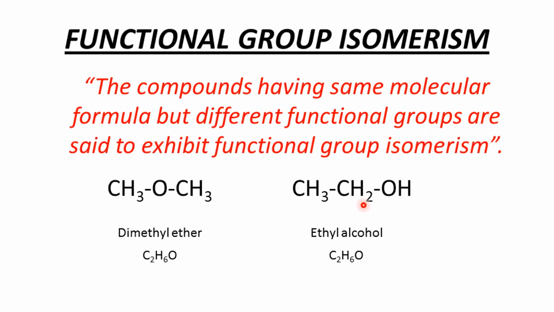Next is functional group isomerism. It is indicated by the name that the functional group may be changed in the compound, but the molecular formula will be the same. For example, we are having here dimethyl ether, where this oxygen shows an ether linkage with two alkyl groups, that is methyl groups, and the molecular formula of this compound is C2H6O. Now ethyl alcohol, C2H5OH. This is the alcoholic functional group, and that is the ether linkage through oxygen with methyl groups. If we see the molecular formula of both compounds, it is the same, but their functional groups are different, so we will say these are functional group isomers of each other.